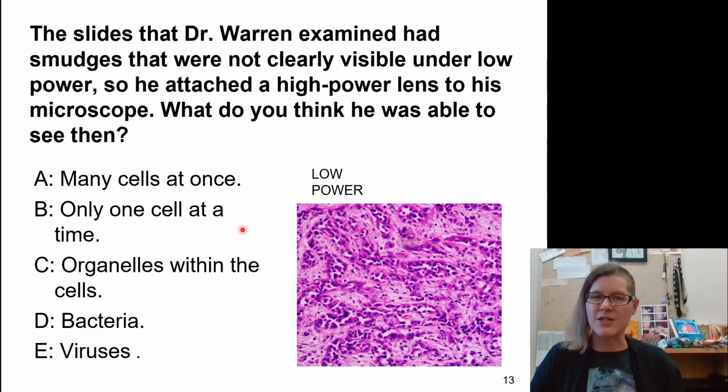He saw some smudges that he couldn't really see under low power. So he then said, well, what about a high power lens? What could I see at that point? So what's going to happen if I zoom in on this? Well, if I zoom in on this, obviously there's a bunch of different things you might see. But one of the important ones is that I can see much smaller cells.